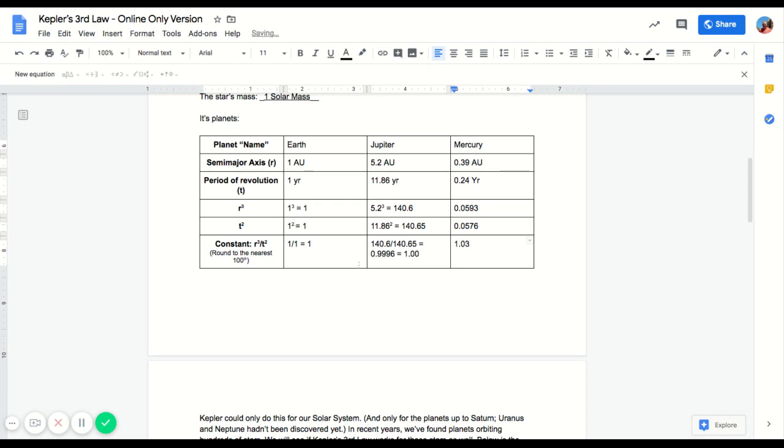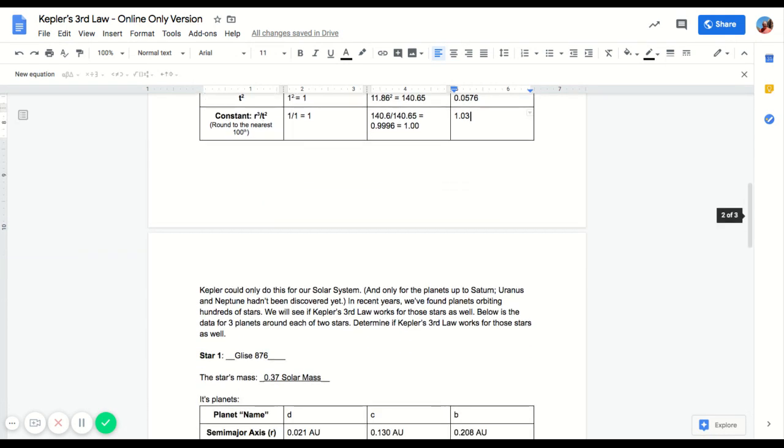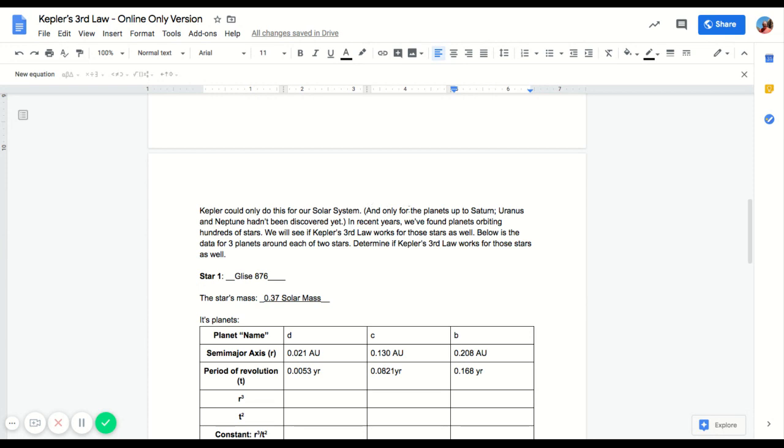So not exactly the same. I had 1 for Earth, I had 1 for Jupiter, and 1.03 for Mercury, but that's pretty constant. And that's what Kepler found for our solar system. Now, he could only do it for our solar system, and it turns out not even for Uranus and Neptune, because they hadn't been discovered yet.